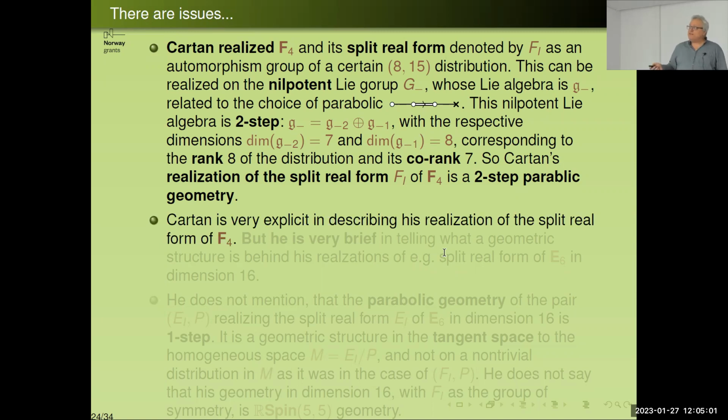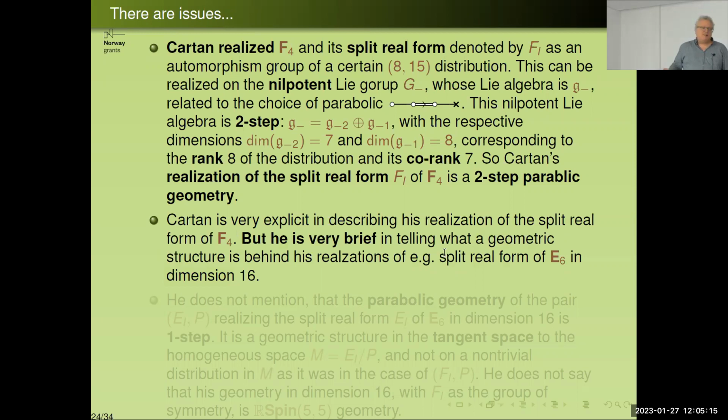Cartan is very explicit in describing his realization of the split real form of F4, which I have just shown you. He writes precisely the formulae that Helgason wrote. But then you look at how he realized E6, for example, in dimension 16, and he says nothing. He simply says that you can realize this because there is a parabolic subalgebra of a proper dimension that makes the dimension of the homogeneous space 16. But he says nothing about what kind of geometric structure is on this 16-dimensional manifold. It turns out that this 16-dimensional manifold has no kind of distribution.